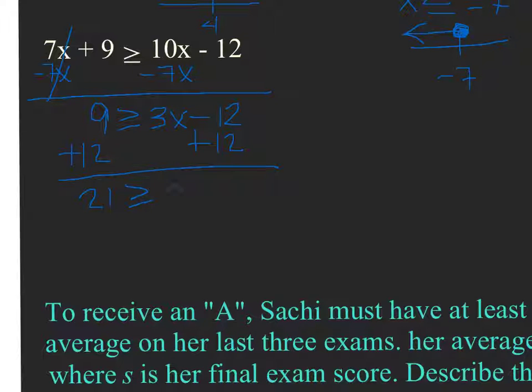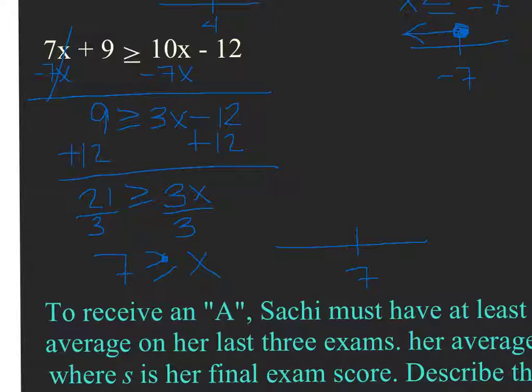21 is greater than 3x. Divide by 3. 7 is greater than or equal to x. Now be careful when you graph this one. Notice that the x is on the other side, so we have to think about it. Notice this little point right here.